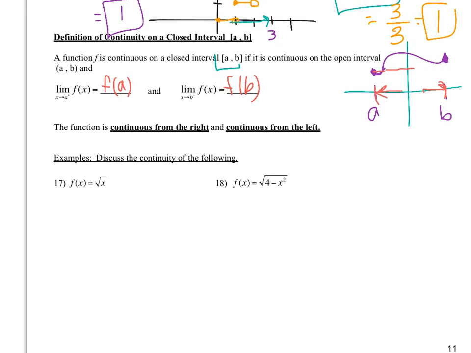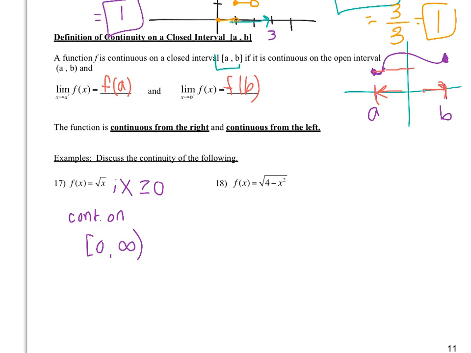In number 17, the function f of x equals the square root of x. This is asking to discuss the continuity of this. Well, this function is defined only for x being greater than or equal to 0. So that would mean, if we're discussing the continuity, this is continuous on 0, including 0, to infinity.